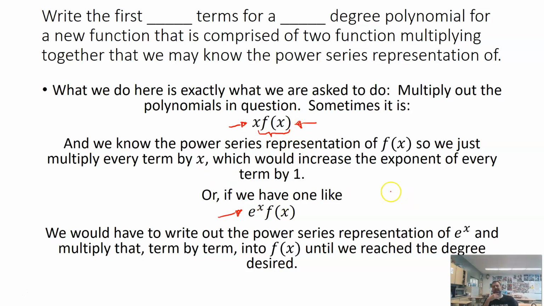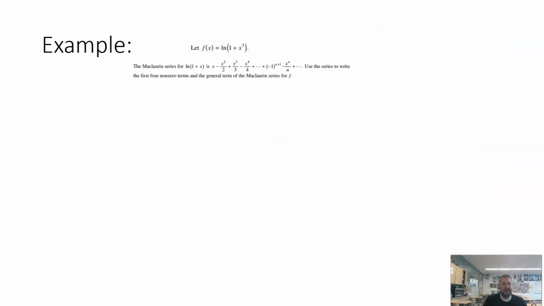For e to the x, we would just write out my Taylor series, so I'd have 1 plus x squared over 2 plus x to the third over 6. And then I would say, okay, I'm going to multiply that by whatever f of x is. Then we would just FOIL in one at a time until we get to the desired power, okay? Now this one's a little bit different.